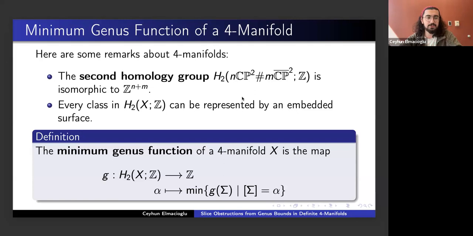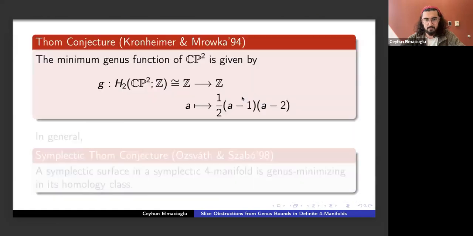It takes a second homology class, looks at all surfaces representing the second homology class, the nice surfaces, and finds the minimum genus of a surface representing this homology class, and that genus is the value of this function. And this is a big problem.